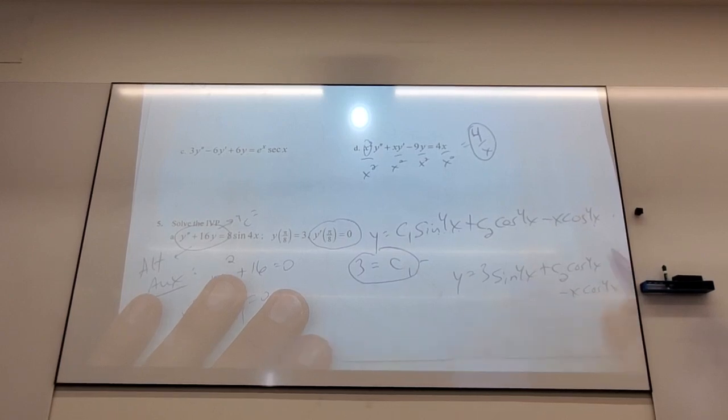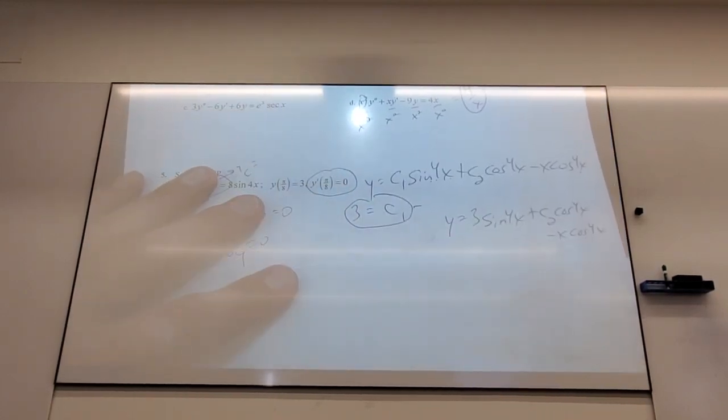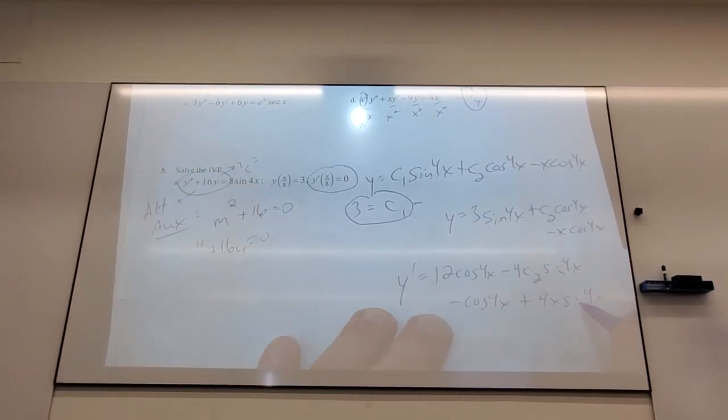So then I want y prime. That would be 12 cosine 4x minus 4c2 sine 4x, minus cosine 4x plus 4x sine 4x. Double check me on that. Just taking the derivative of this. You guys all with me? And you can put those together, but who cares?